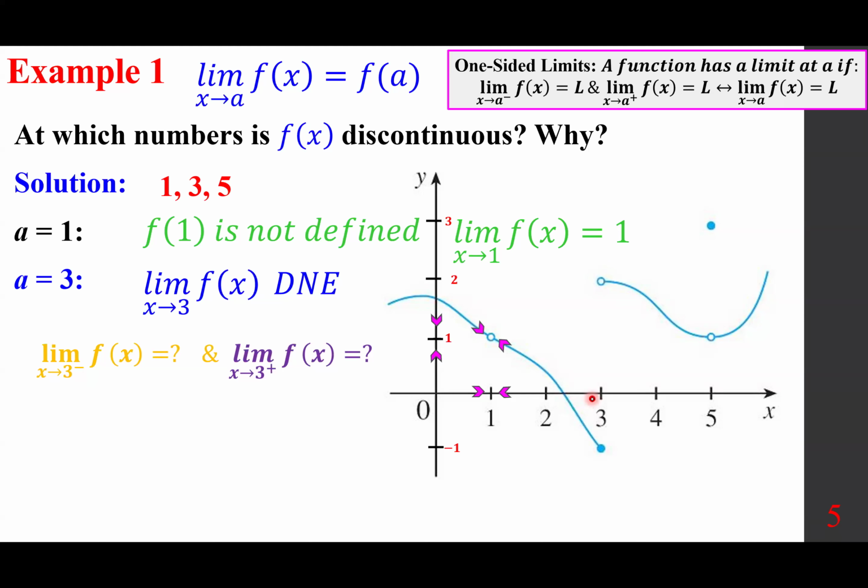Here's number 3. From the left, we are going this way. We are in this branch, and the answer is -1 here. From the right, we are going this way. We are moving towards this hole, and the answer is 2 here. One-sided limits are different. The limit does not exist.